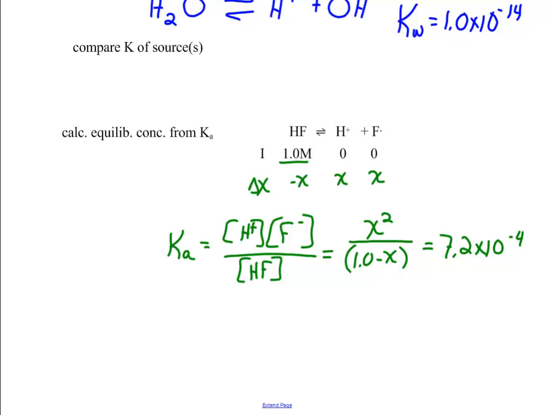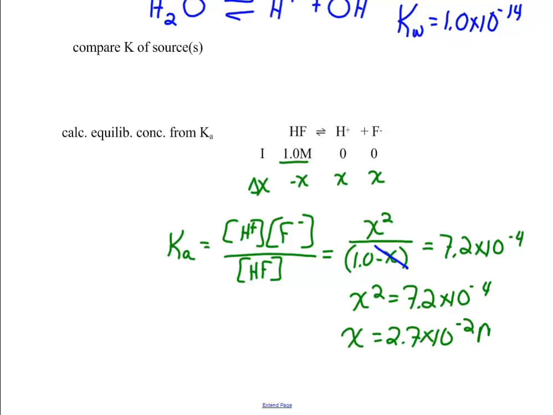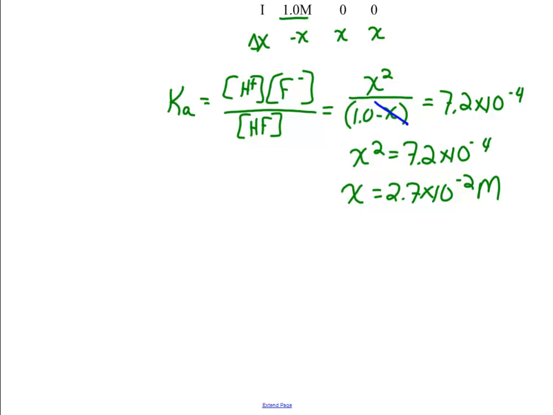Our K is small, so what does that allow us to do? Hopefully you figured out it allows us to just cancel out this X in the denominator. So that leads us to X squared equals 7.2 times 10 to the negative 4. We end up with X equals 2.7 times 10 to the negative 2 molar. If that's less than 5% of our original concentration, we're in good shape. Well, 5% of our original concentration would be 0.05. This is 0.027. So we're in great shape.